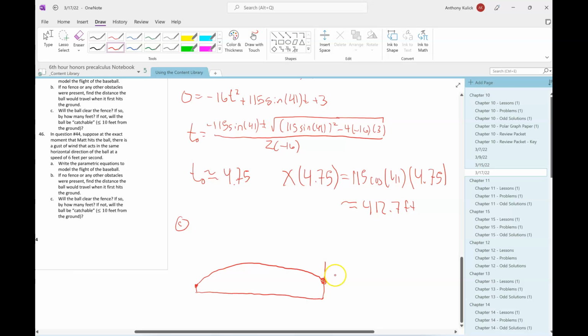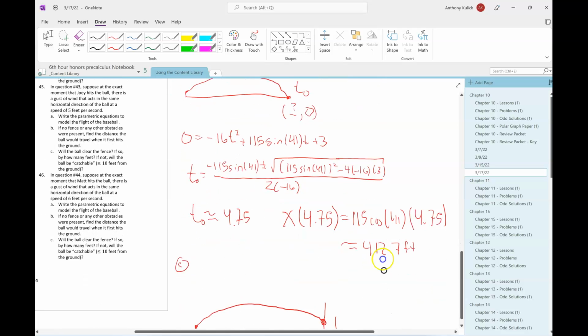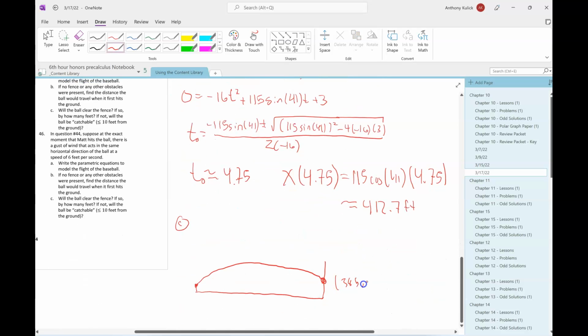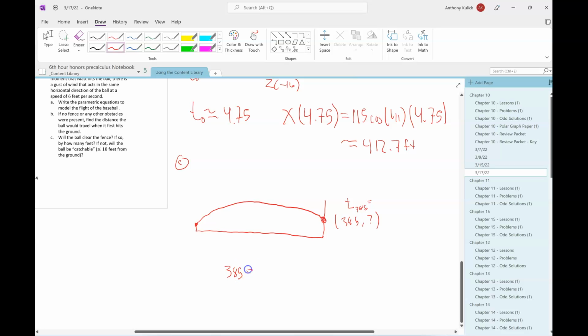I don't really know. I know at this spot, though, the x-coordinate is 385, because that's how far away the fence is. I don't know what the y is. That's what I'm looking for. But I can use the t value when x is 385 to find that missing y coordinate. So I'm going to plug 385 in for x. So t is just going to be 385 divided by 115 cosine 41.